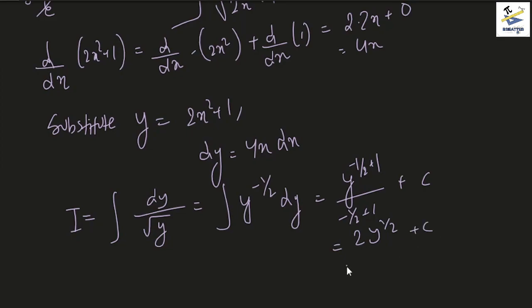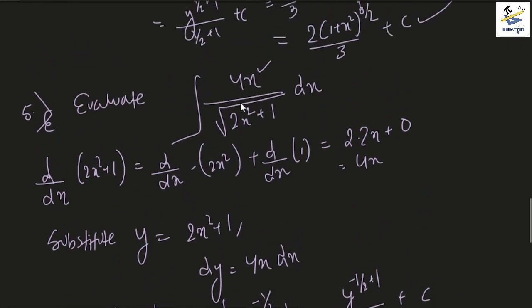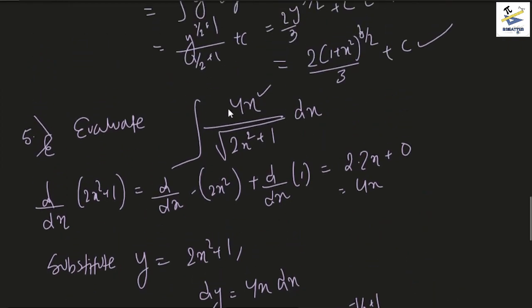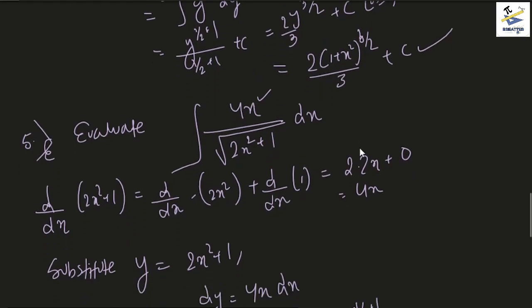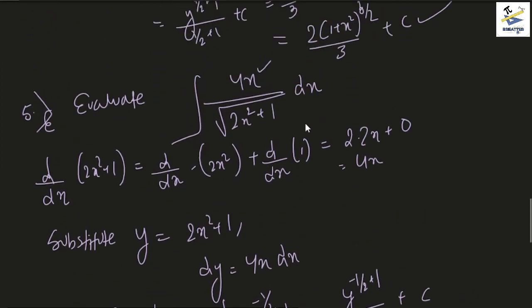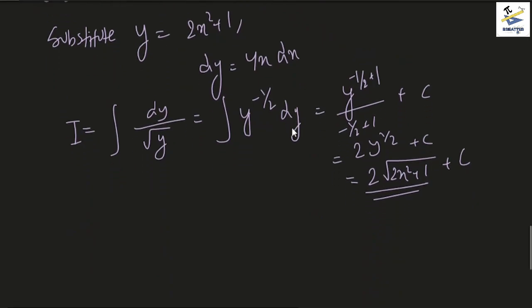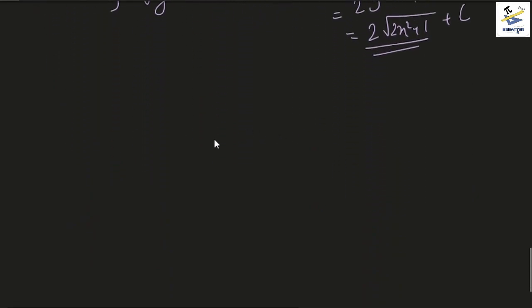And we can substitute back our answer to find it's just 2 into root over 2x square plus 1 plus c. If you differentiate this using the chain rule, you would find that the answer is basically 4x divided by root over 2x square plus 1, which is amazing because differentiating something is very easy, while integrating something is insanely hard, just because of the methods or the ways you have to look for, right? Okay, let's do another one.